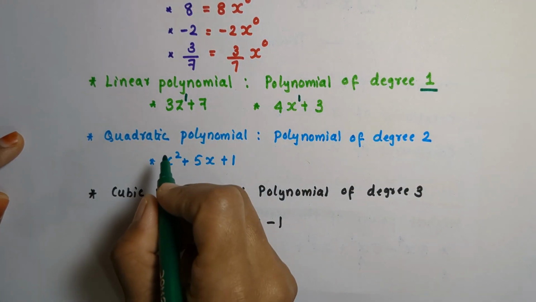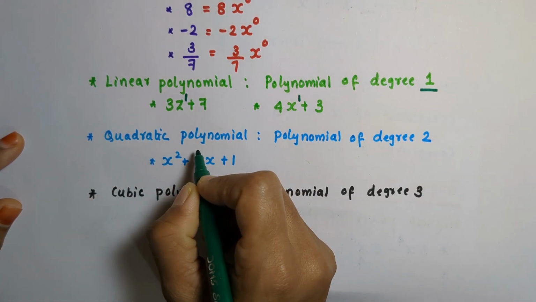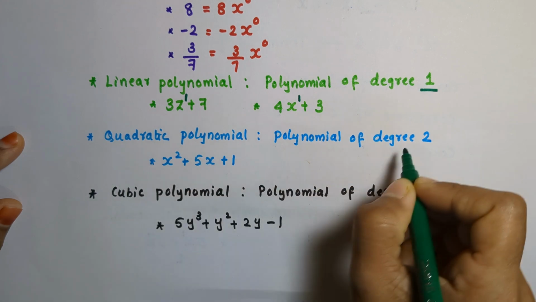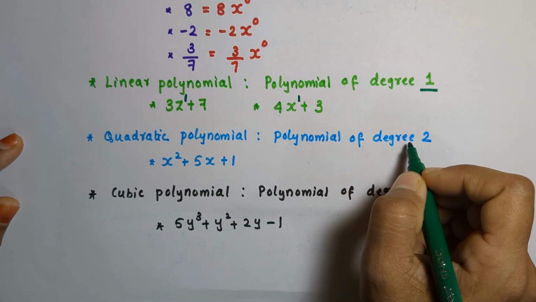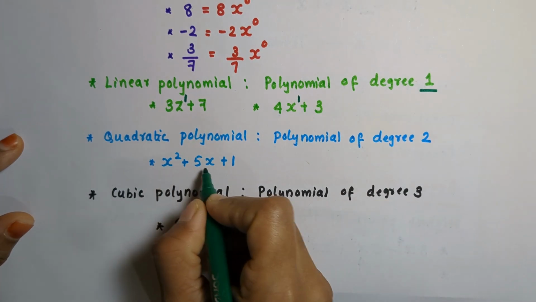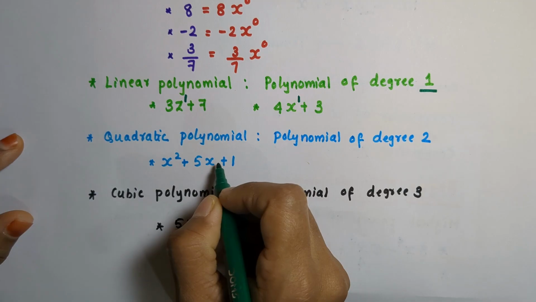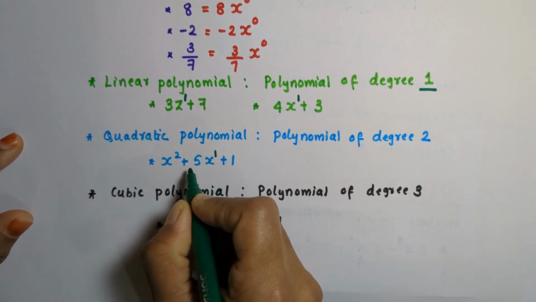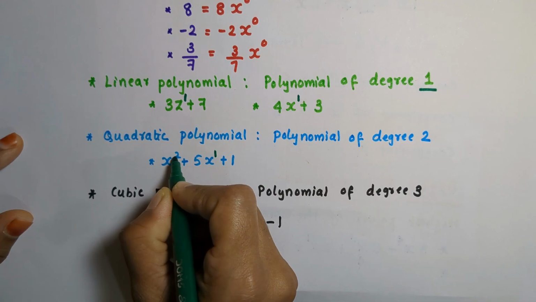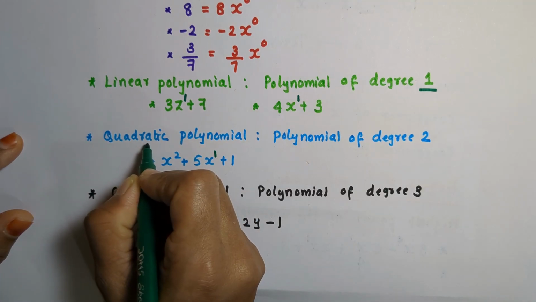Okay, now consider another type of polynomial called the quadratic polynomial. A quadratic polynomial is a polynomial of degree 2. For example, x square plus 5x plus 1 is a quadratic polynomial. Here the power of x is 2, here the power of x is 1. But the highest power is 2, and that highest power is called the degree. So this polynomial is of degree 2. A polynomial of degree 2 is called a quadratic polynomial.